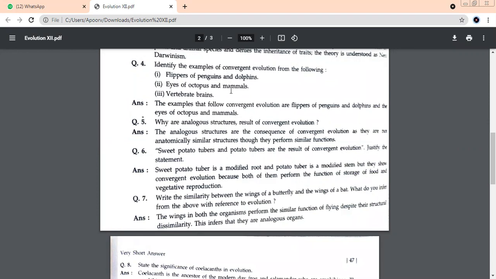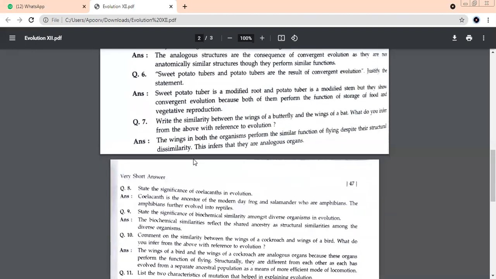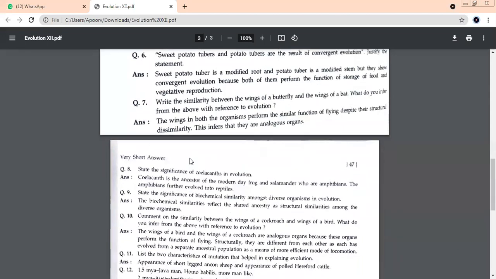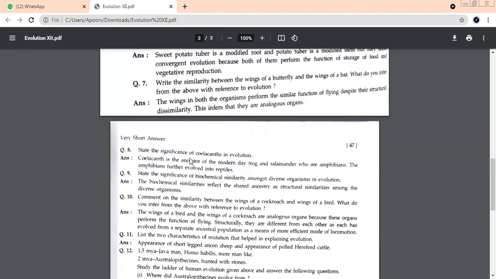Same here, eyes of octopus and mammals. So these are all examples of convergent evolution. Let me do this with you. Sweet potato tuber is a modified root. And potato tuber is a modified stem. Additional questions wherever I found other than the book. This is it. Read the 7th and the 8th one.